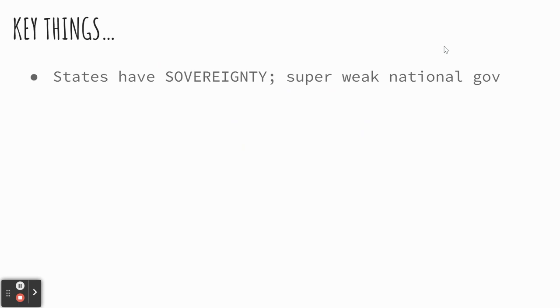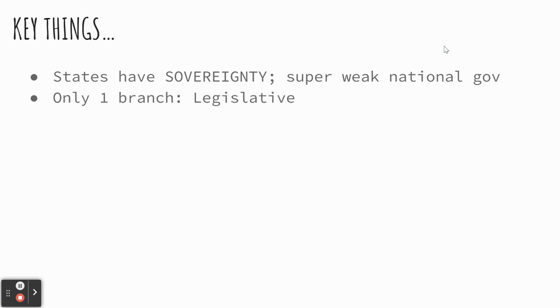Just a couple things about it. This is like a super brief overview. Remember that under the Articles of Confederation government, the states have sovereignty. What does that mean? It kind of means that power, final authority, rests in the states. It's really like 13 independent states that every once in a while come together and do stuff together. It's mostly the states doing their own thing, and the states are definitely more powerful. It's a super weak national government.